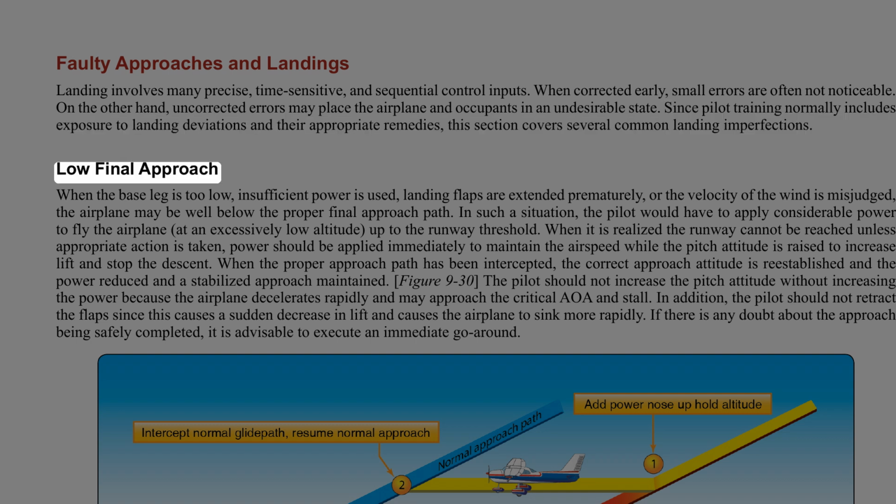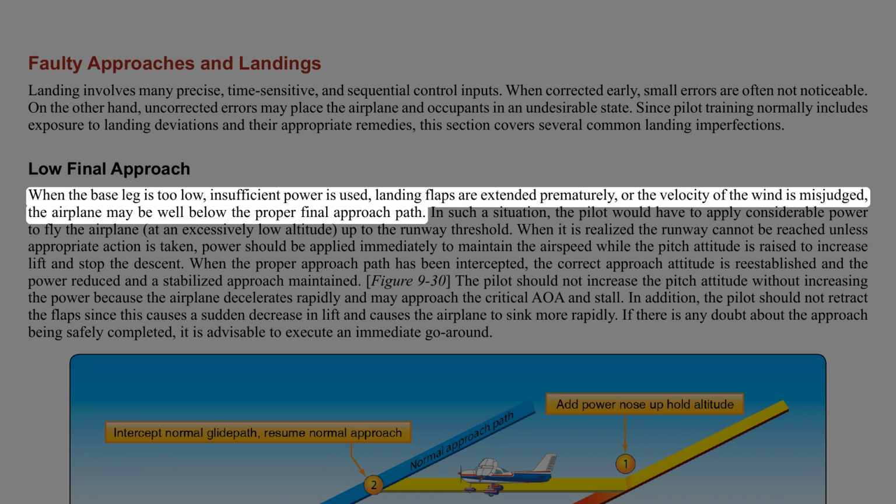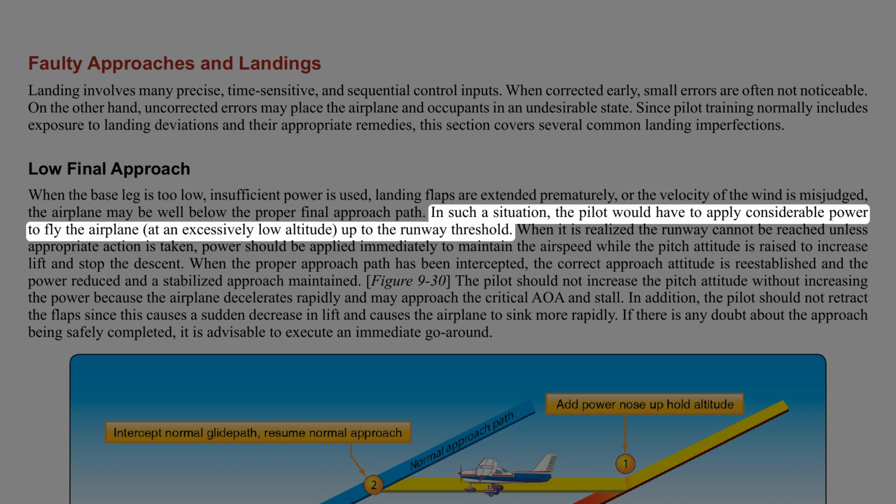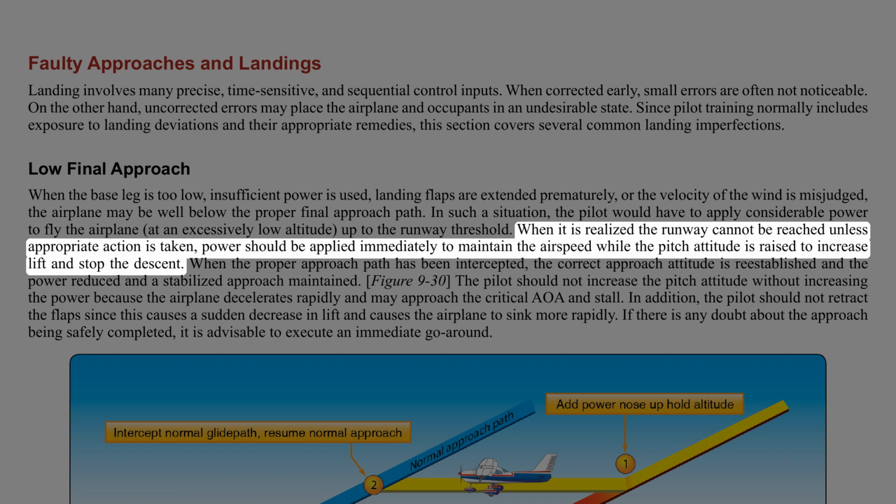Low final approach. When the base leg is too low, insufficient power is used, landing flaps are extended prematurely, or the velocity of the wind is misjudged, the airplane may be well below the proper final approach path. In such a situation, the pilot would have to apply considerable power to fly the airplane, at an excessively low altitude, up to the runway threshold. When it is realized the runway cannot be reached unless appropriate action is taken, power should be applied immediately to maintain the airspeed while the pitch attitude is raised to increase lift and stop the descent.